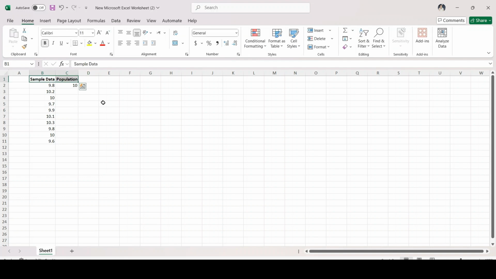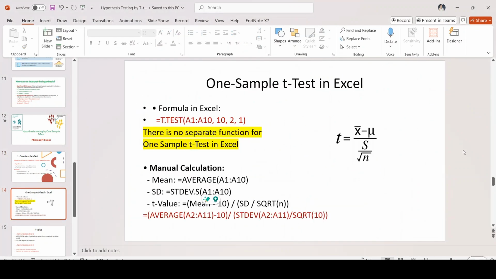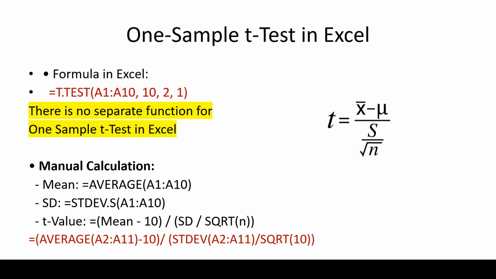What we have to see is the mean difference between the sample mean and the population mean. So how can we do this? In Excel there is no specific function for the one sample t-test. Excel has functions for paired, unpaired with equal variance, and unpaired with unequal variances. These functions are available in Excel, but there is no specific function for the one sample t-test.